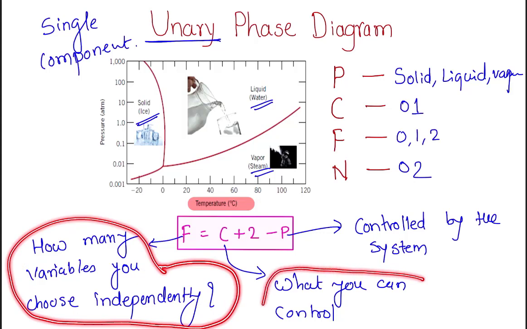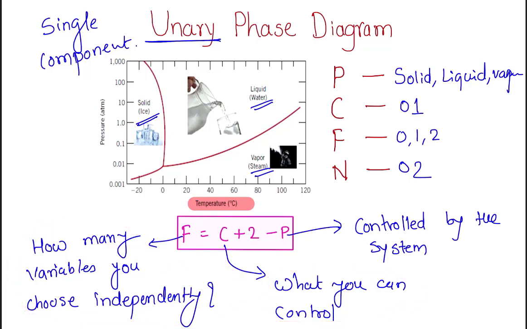Components are what we can control. We can choose whether we have one component, or two components, or more than that. Phases are what the system controls. We cannot have any control on the phases. It will get decided by the components as well as the pressure and temperature conditions. Right? So I will tell you now how we can get degrees of freedom.